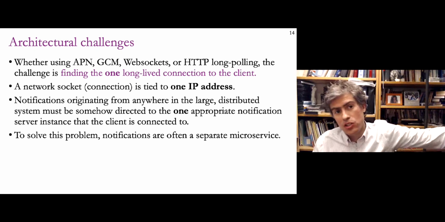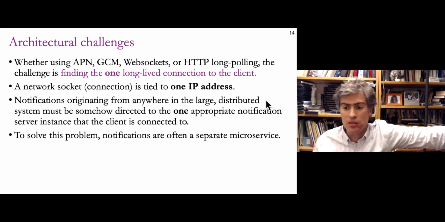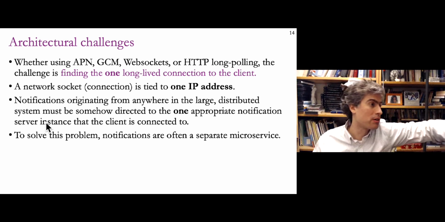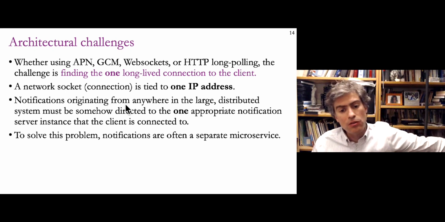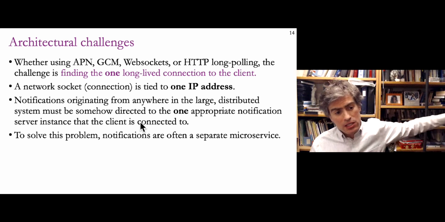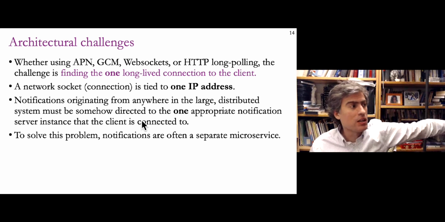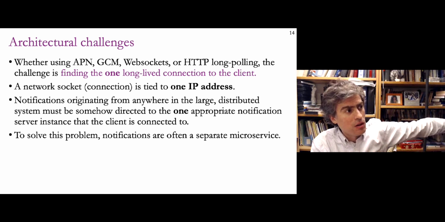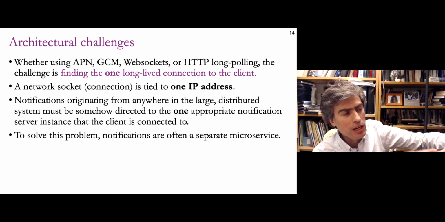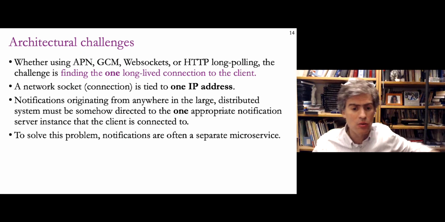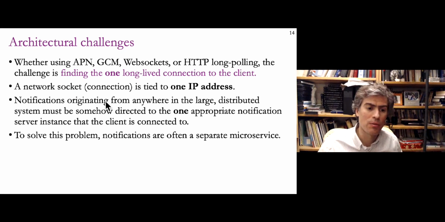So if the server wants to generate a notification, you imagine some large distributed system, like Uber, involves a lot of IP addresses in the cloud, lots of machines and whatnot. For the notification to get to me, it needs to not just be generated by the server. It's not enough that I'm connected to the cloud, but the message has to come to me through that connection that I already have. So we have to route the message from the origin in the cloud to that one appropriate notification server instance that the client is currently connected to.